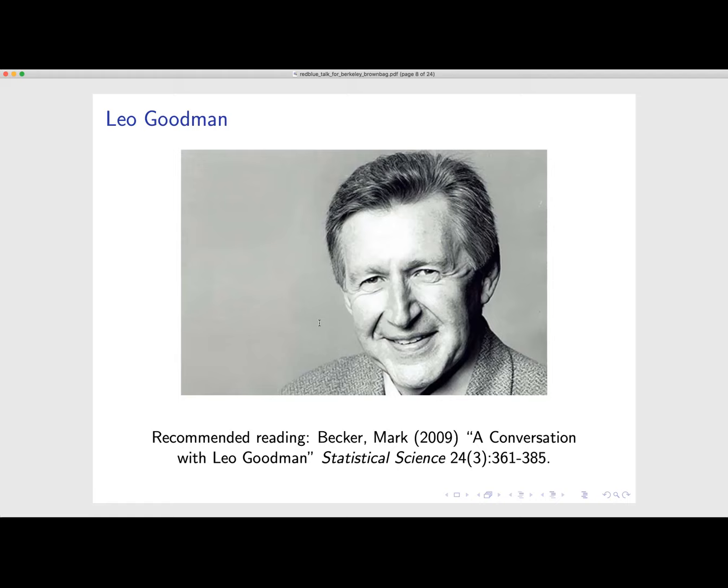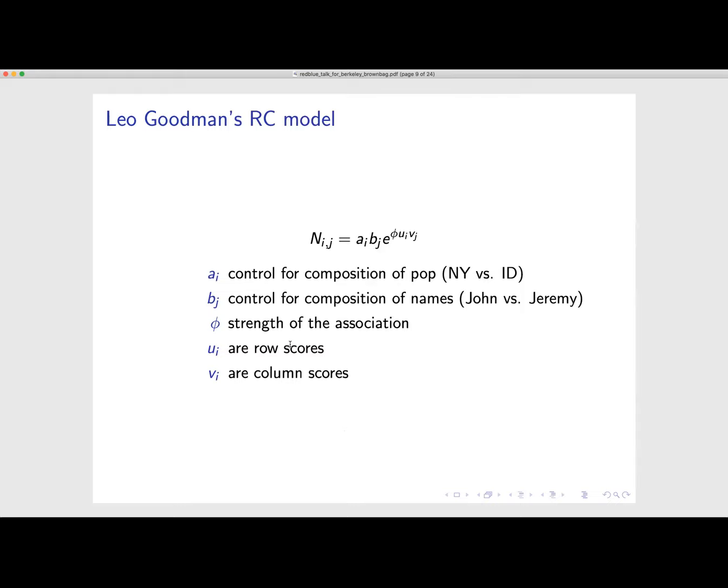This is a great picture of him. It looks like what I remember him as. Okay, so his model, the demographers here will say, this looks kind of like the Lee Carter model, or this looks kind of like John Wilmoth's dissertation.